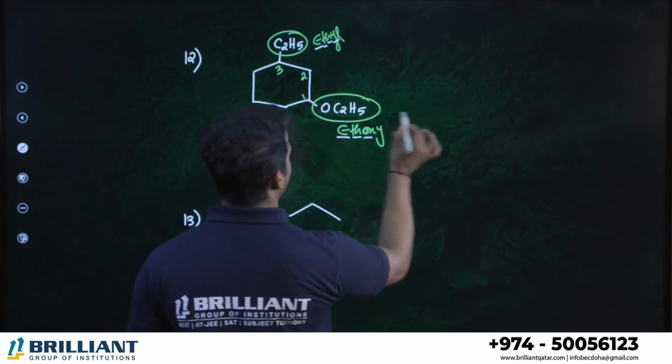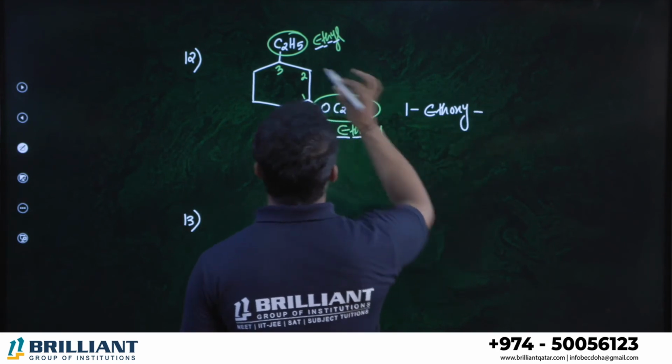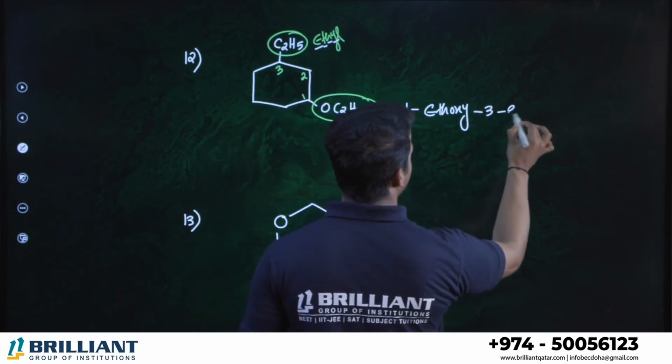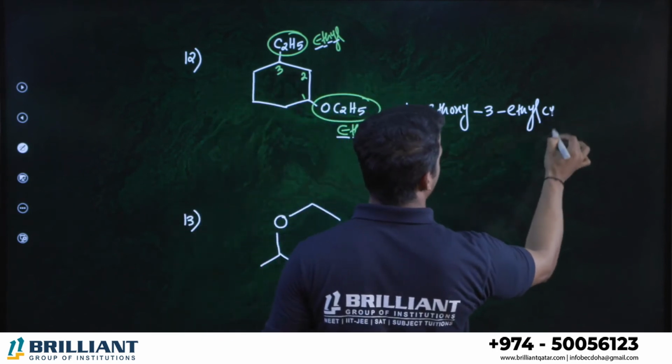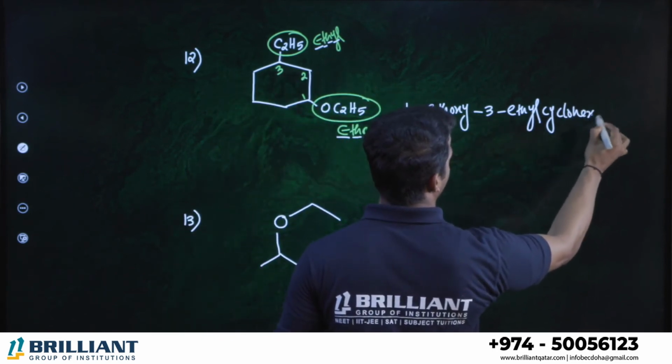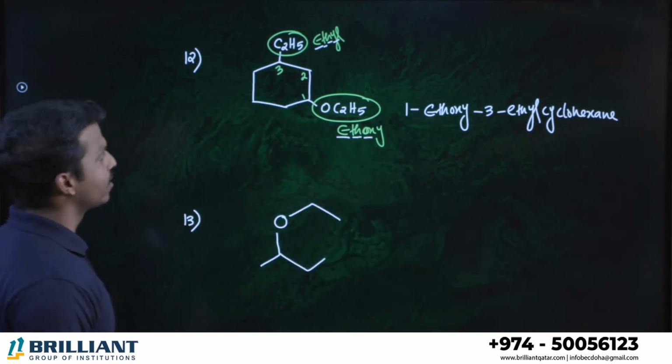So we can say 1-ethoxy, 3-ethyl. What is the parent chain? Cyclohexane. You're all clear? 1-ethoxy, 3-ethyl, cyclohexane.